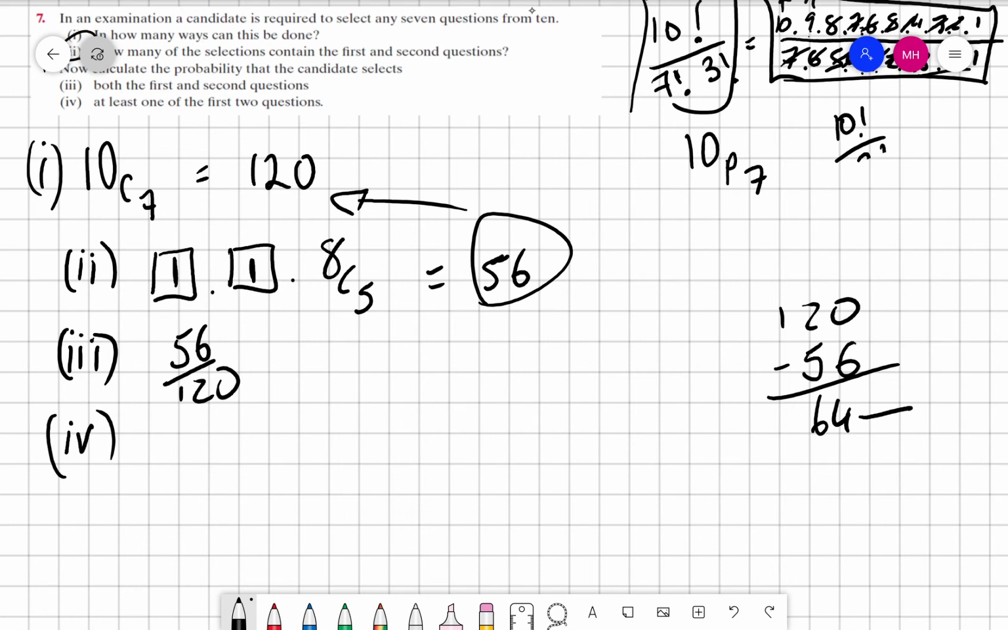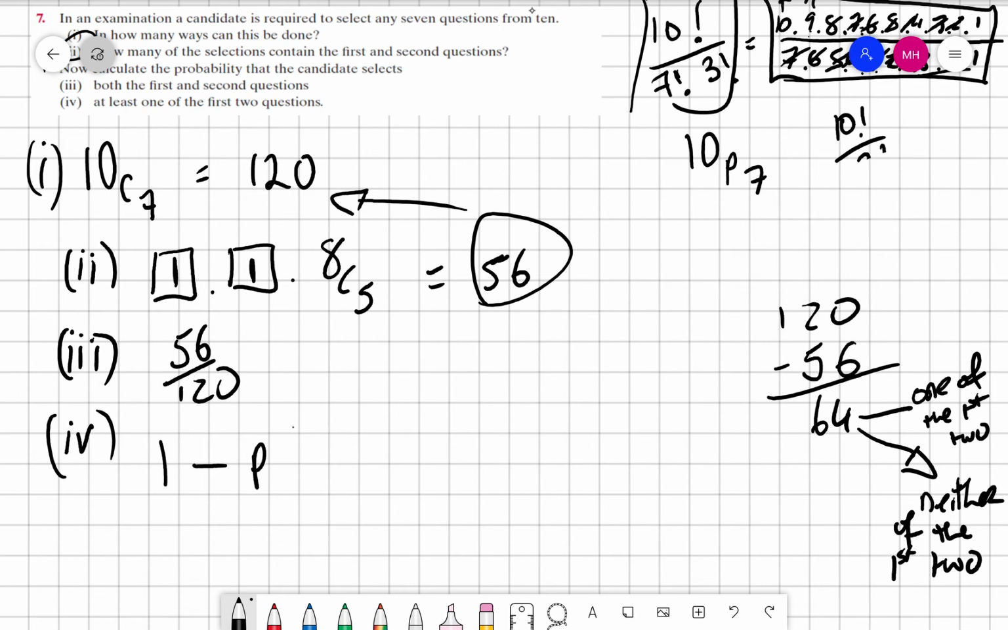Now out of these 64, a huge portion are going to contain one of the first 2 only, and then a much smaller portion of them will contain neither of the first 2. So that'll give you an idea before you do the question of your answer. A huge portion of them is going to contain one of these, and a much smaller portion will contain neither of them. So really that's the key to answering the question. Your answer is going to be 1 minus the probability of neither question 1 or 2.